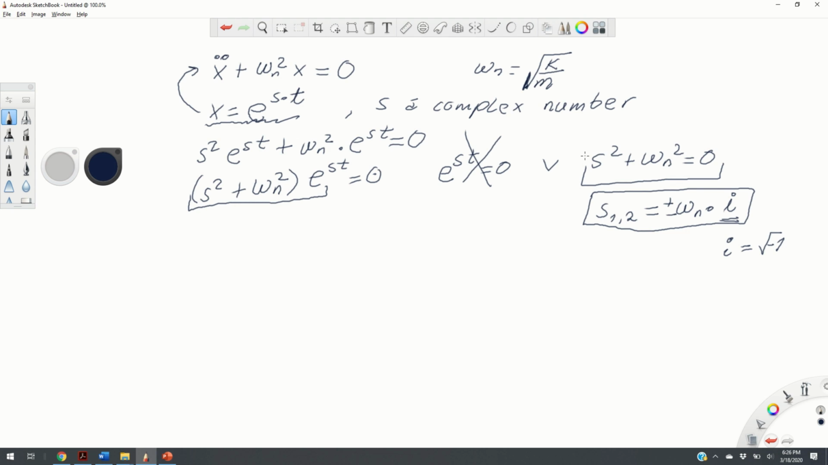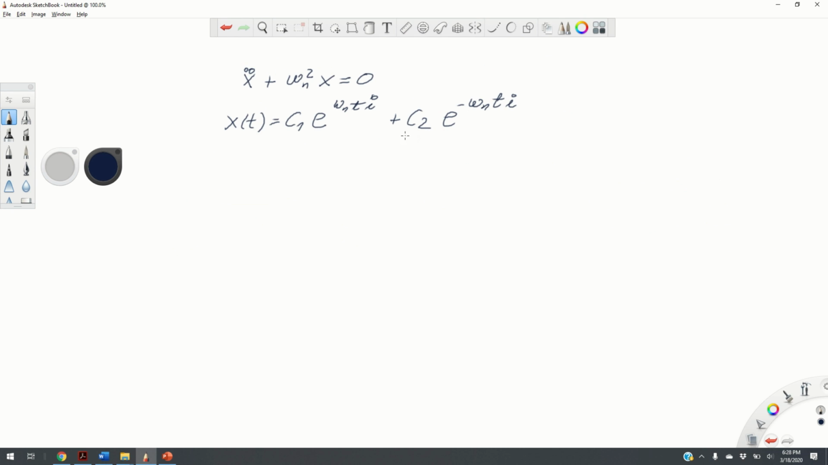This equation is called an auxiliary equation, and the solution of the ordinary differential equation will be a weighted sum of two functions. So the solution x of t, where t is time, will be c1 e to the power omega n i t, plus c2 e to the power omega n i t with the minus sign. We don't like the complex number or the imaginary unit in this equation, so we will simplify this equation in the sequel.